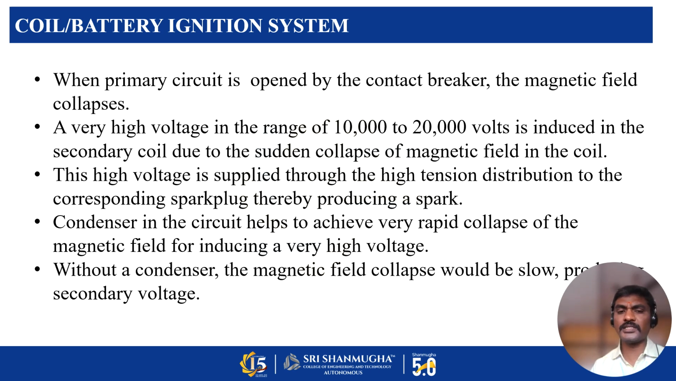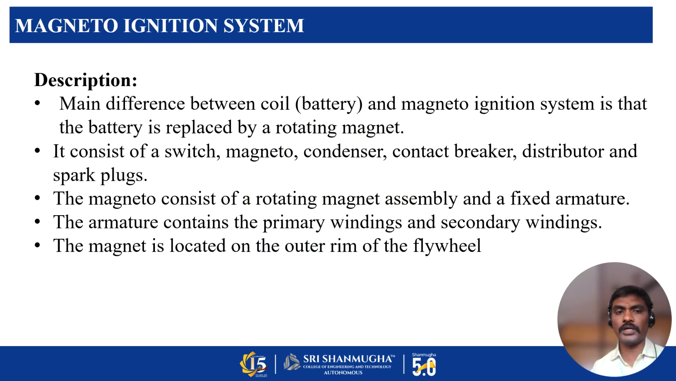So the condenser in the circuit helps to achieve very rapid collapse of the magnetic field, inducing a very high voltage. Without a condenser, the magnetic field collapse would be slow and would produce a low secondary voltage. This is the working of the battery coil ignition system.